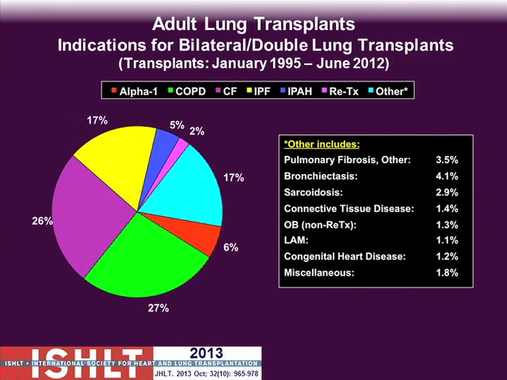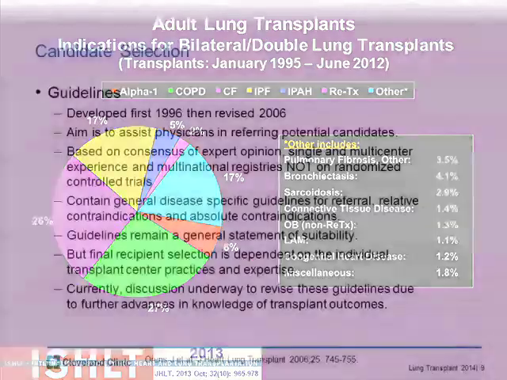This is not due to more available organs. It is likely inherently due to the fact that the lung allocation system, or how organs are distributed, has allocated more severely ill patients who have the need for a double lung transplant over a single lung transplant.